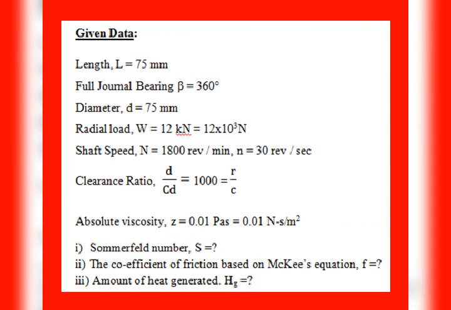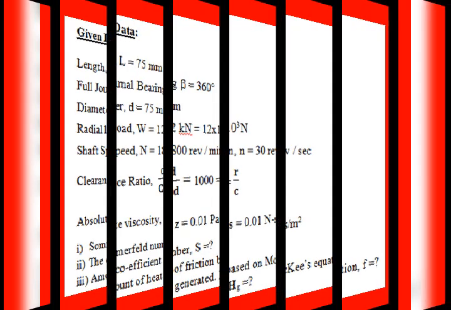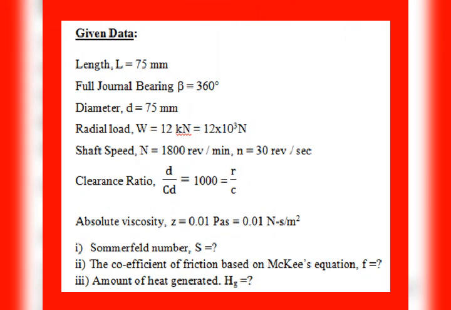A radial load of 12 kilonewton. So radial load Fr is equal to 12 kilonewton, that is equal to 12 into 10 to 3 newton. That itself we can consider as a load W, that also we need to consider. At the shaft speed of 1800 rpm, assume ratio of diameter to the diameter clearance as 1000. So clearance ratio D divided by C suffix D he has given, that is equal to 1000, and by dividing that particular, we can write D by 2 is equal to R, C suffix D divided by 2 is equal to C, clearance, radial clearance. So R by C is equal to 1000, that we got.